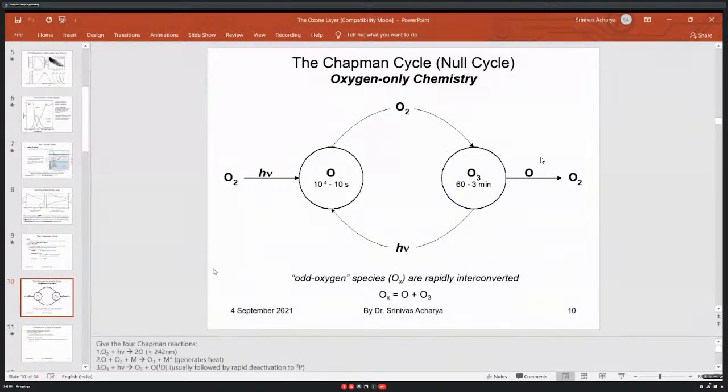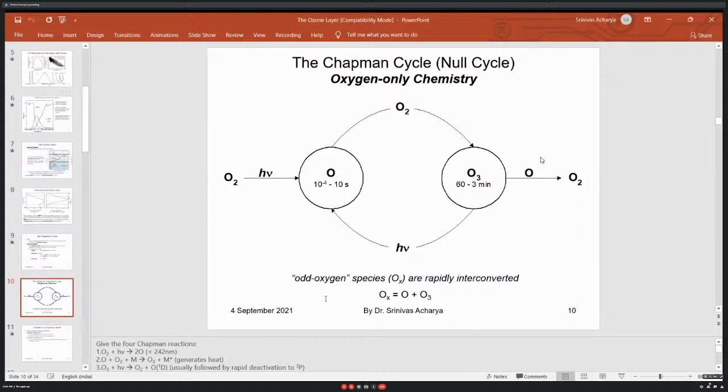So you can visualize this in this picture very clearly. You will have oxygen, this is the photon, this will break, and then it will cause this ozone, and the ozone will break to this oxygen. This is the process when your molecular oxygen will form ozone and then break down to molecular oxygen again. So this is a null cycle. This is, you can say, oxygen only chemistry. That means nothing else is participating in this chemistry. Only oxygen is participating along with some amount of light energy of the photon.